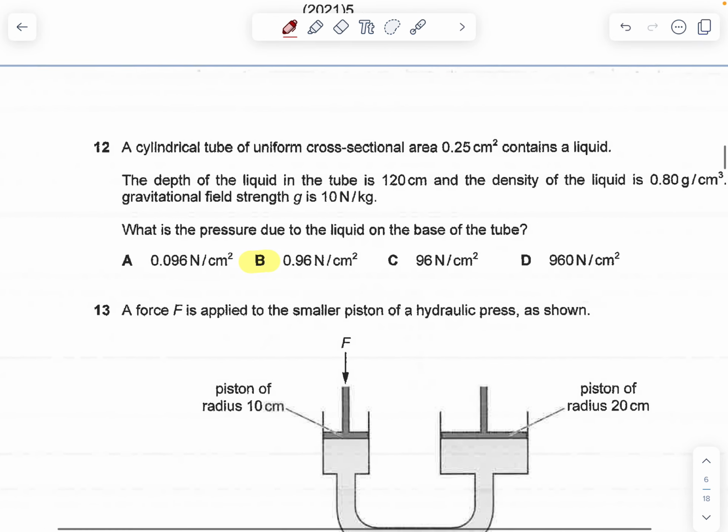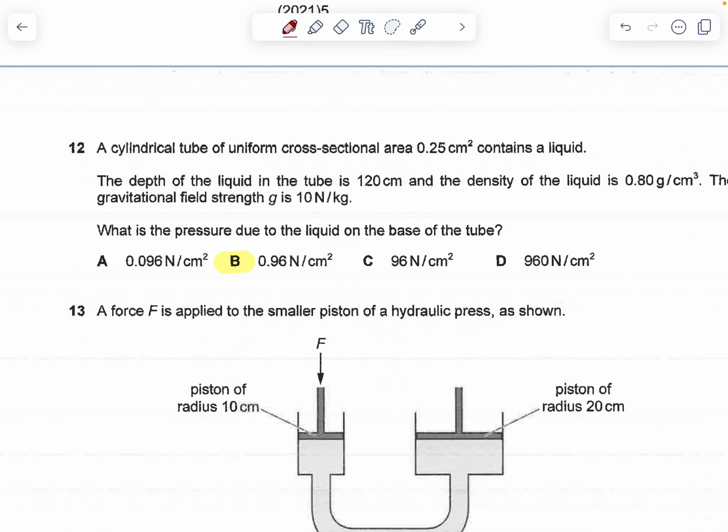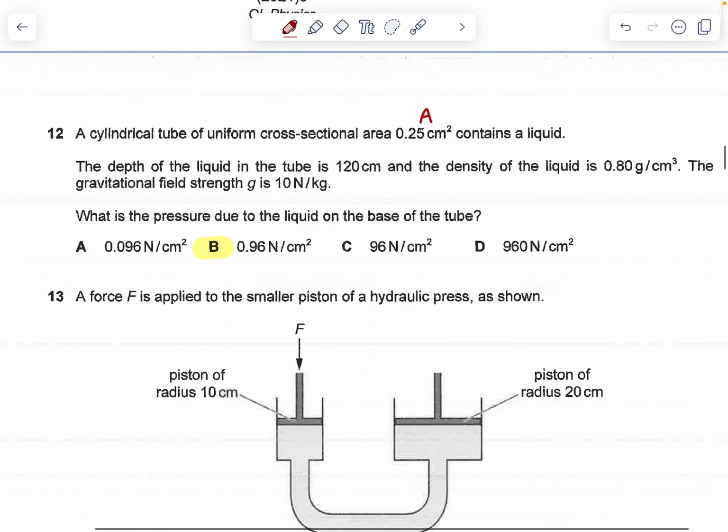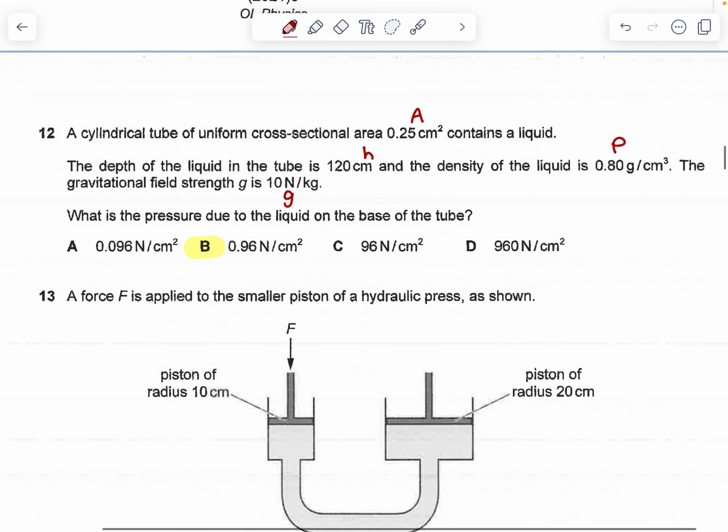Question 12. A cylindrical tube of cross-sectional area A contains a liquid, the depth H, density ρ, and the gravitational field strength g. So they ask what is the pressure? You know the formula, P equals to Hρg.